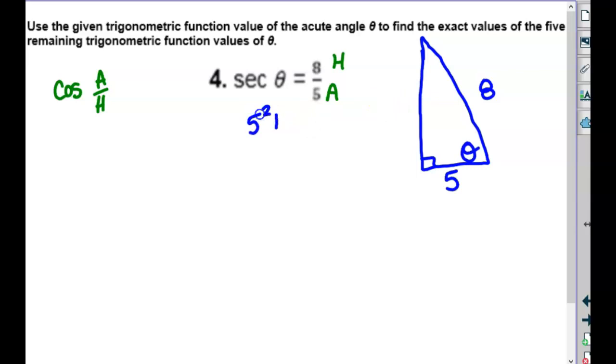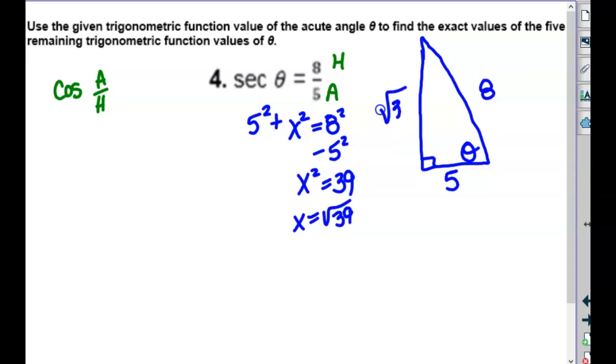So I have 5 squared plus that opposite side or leg, I'll just call it x squared, equals the hypotenuse, or 8 squared. If I subtract, let's see, 64 minus 25, 39? So x is the square root of 39. Lovely. Well, the good news is only things with opposite are going to have that radical, right? Not everything.